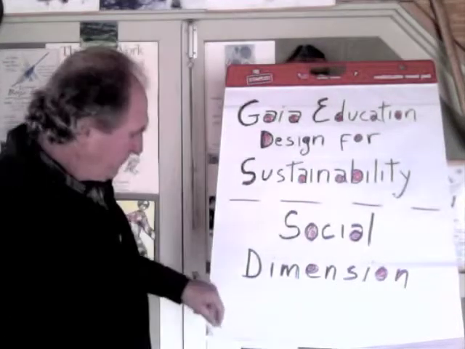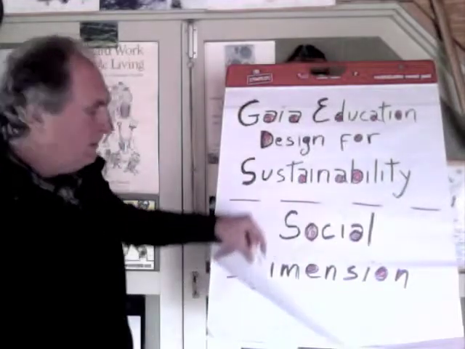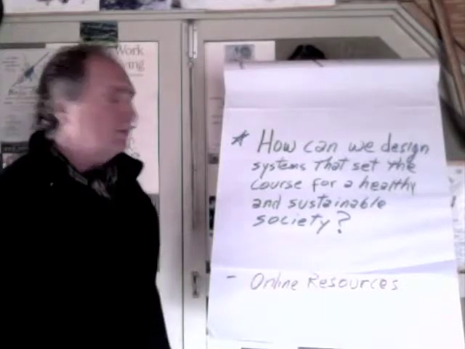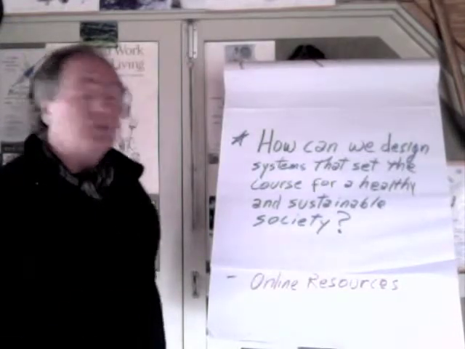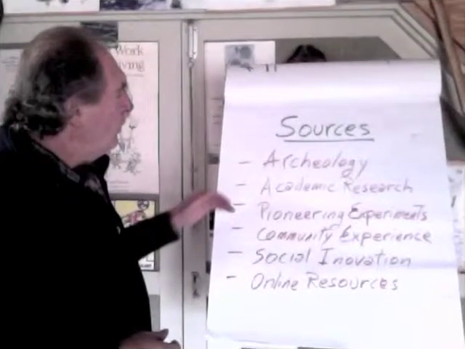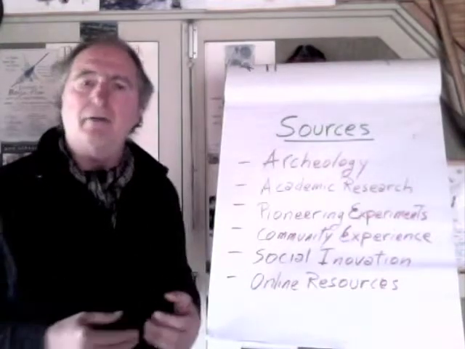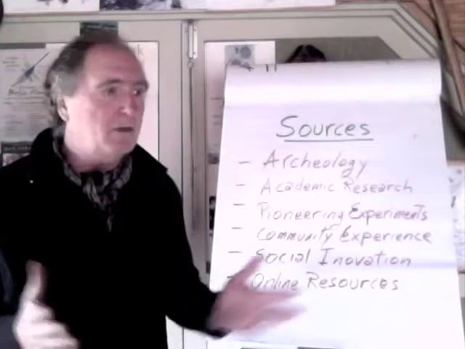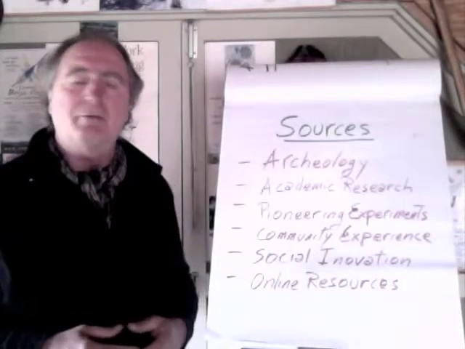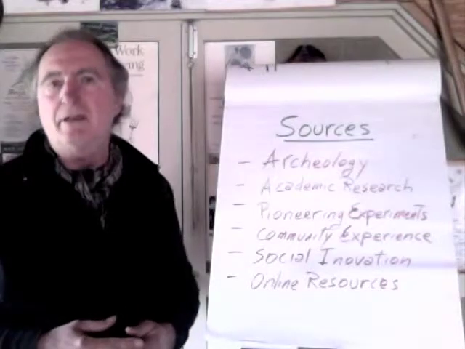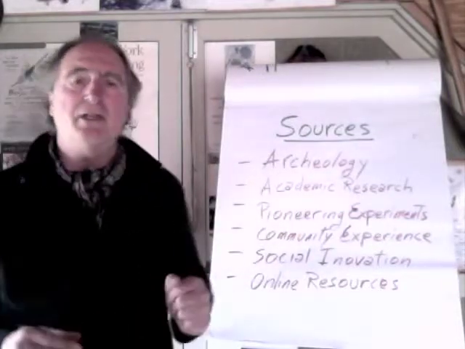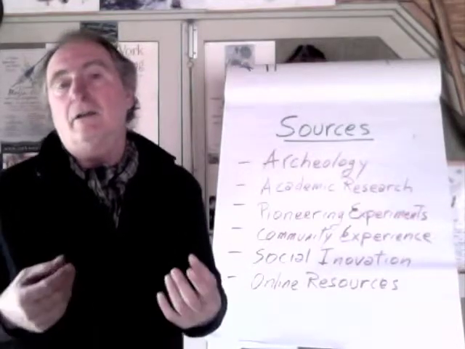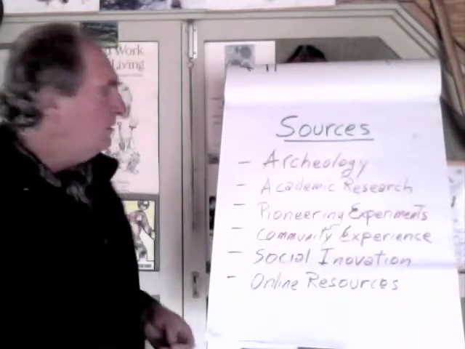The social dimension of the course will be asking the primary question: how can we design systems that set the course for a healthy and sustainable society? But we'll also be looking into the academic research that scholars have done throughout the world for the past several hundred years, but primarily the last couple of hundred years. What is some of this academic research that can inform the way that we can design resilient, sustainable communities?